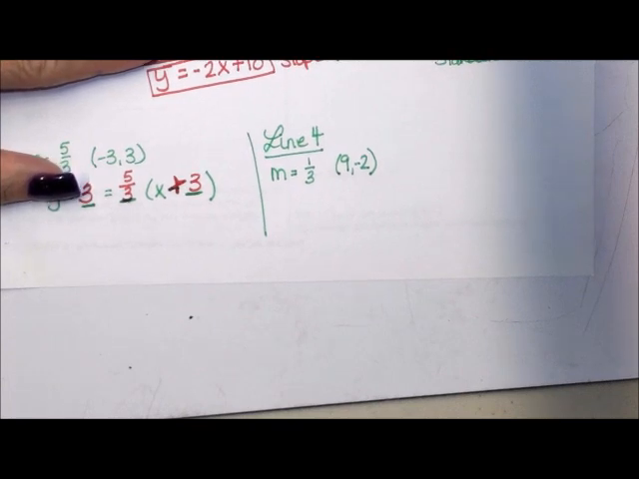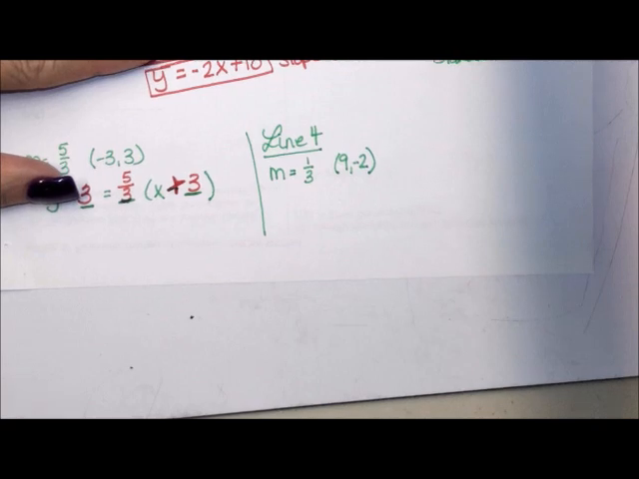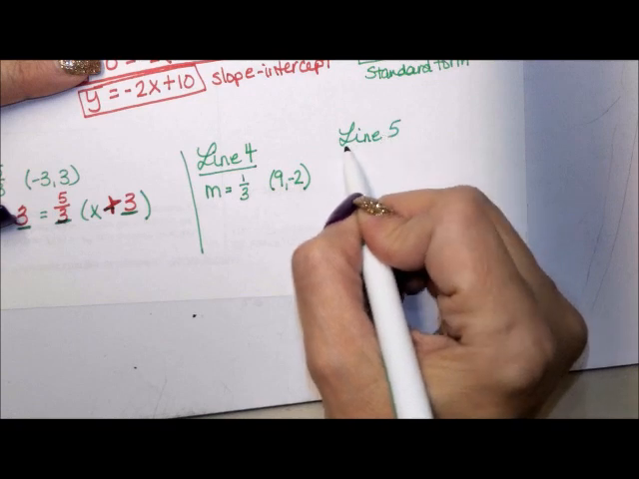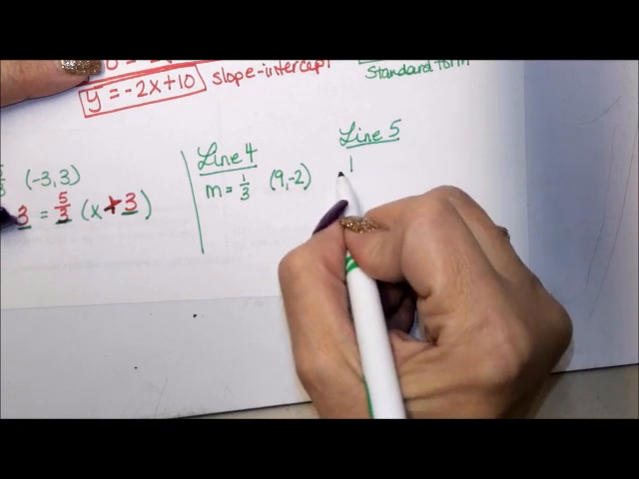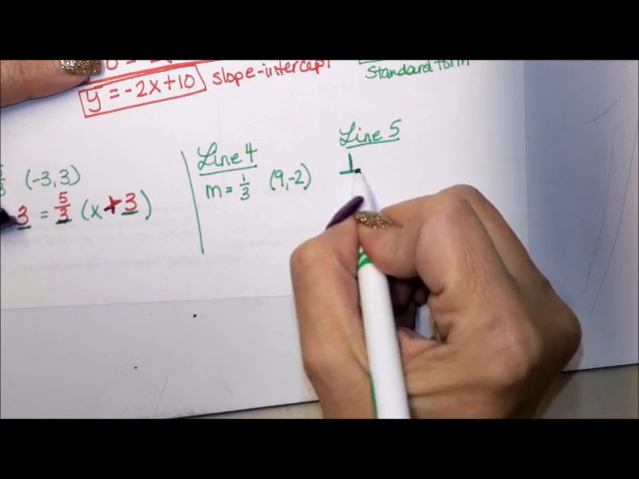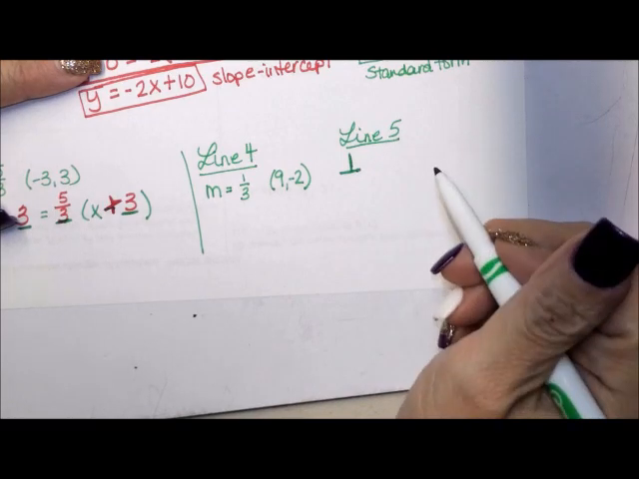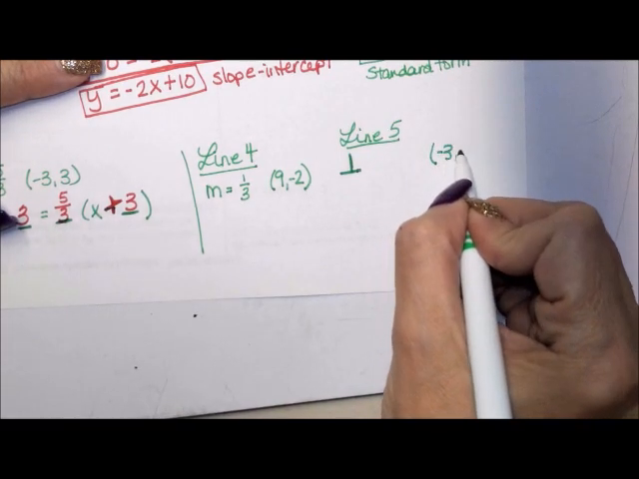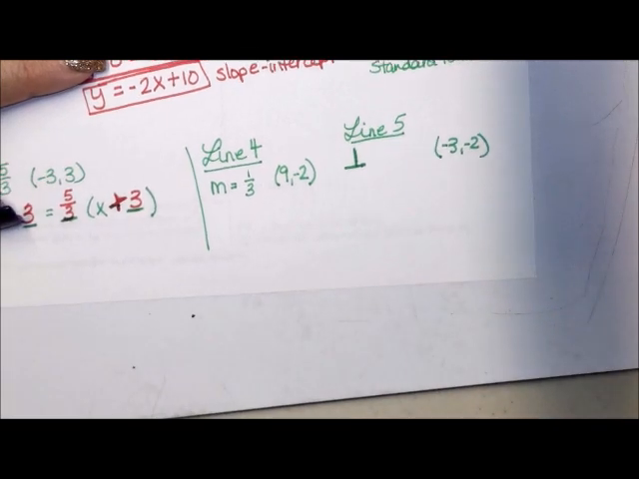All right, let me look at the next one real quick. Line 5. Okay, line 5, it's perpendicular, so let me help you here. Line 5, perpendicular lines. This is a symbol for perpendicular. You take the slope, you flip it, and you change the sign. So here's my point, and I need to go find the slope that is perpendicular to line 1.